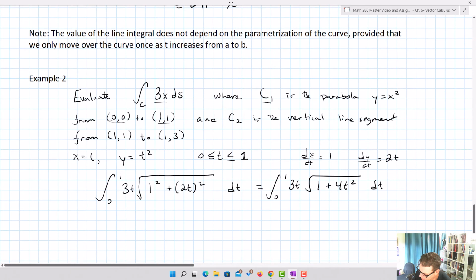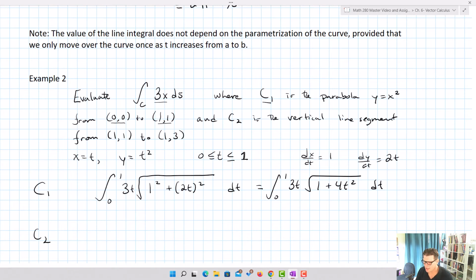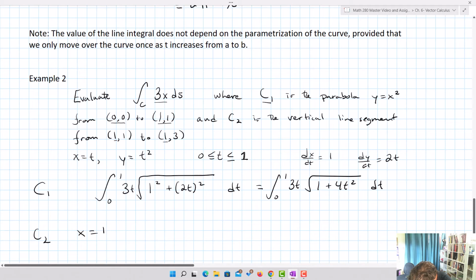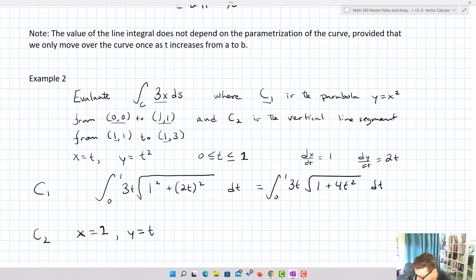All right, next up we've got to do C2. So here was C1. Now C2 is a vertical line segment, and for that vertical line segment, notice that x equals 1. So x is going to equal 1, and y will equal t, where t is going to be greater than or equal to 0 and less than or equal to 3. Notice, because y goes from 1 to 3, t goes not from 0, but from 1 to 3.